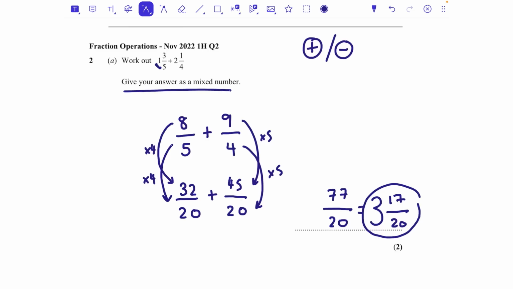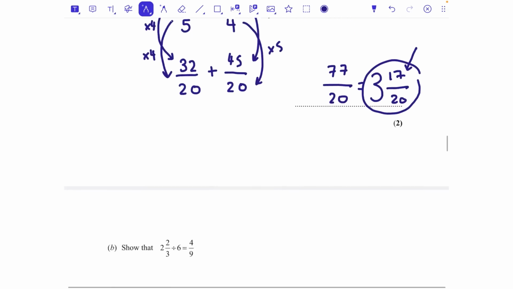Give your answer as a mixed number. Always check if the fraction part can be simplified. In this case it can't, so we're all good. That is fine for 2 marks.